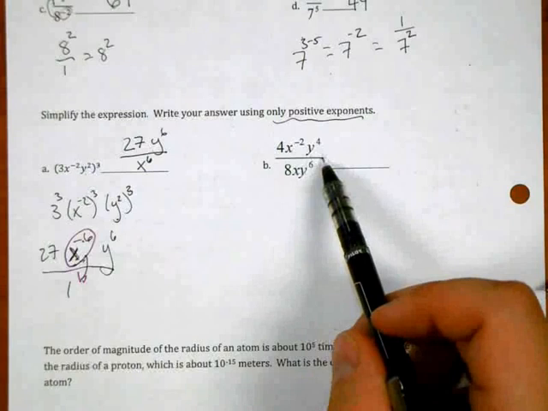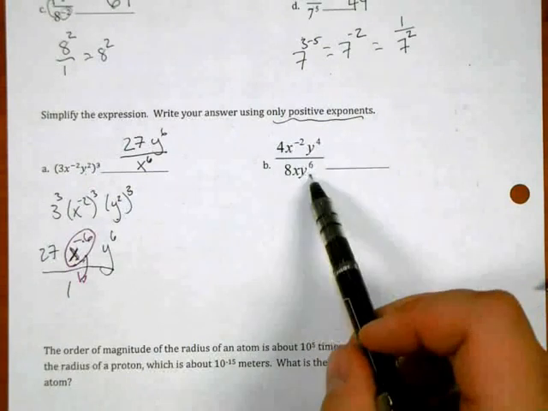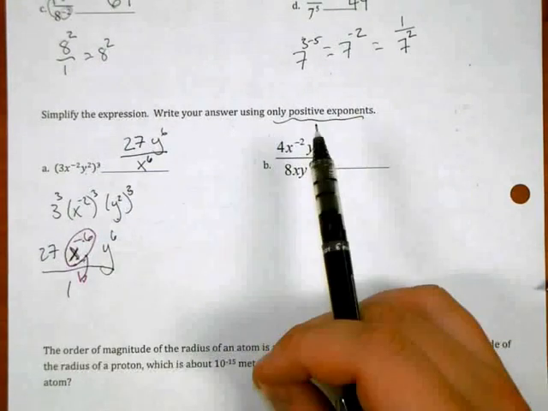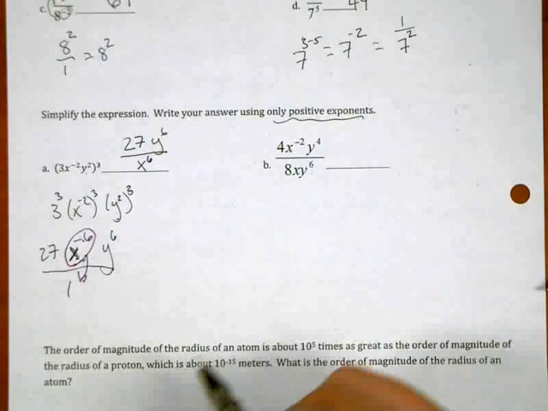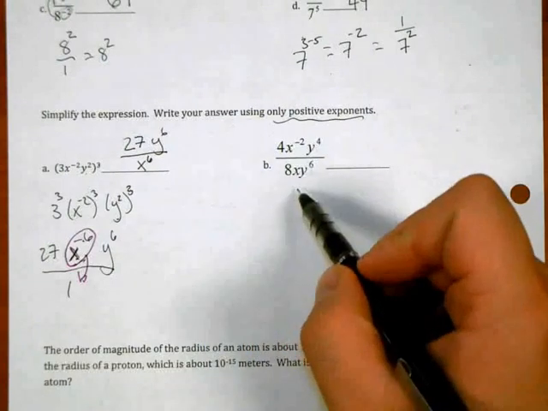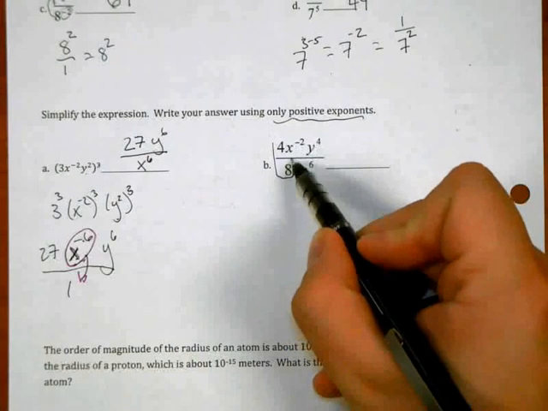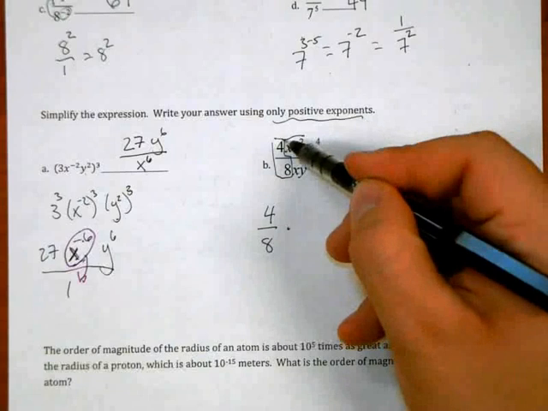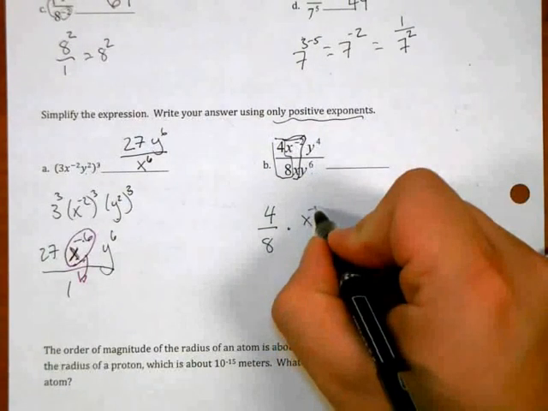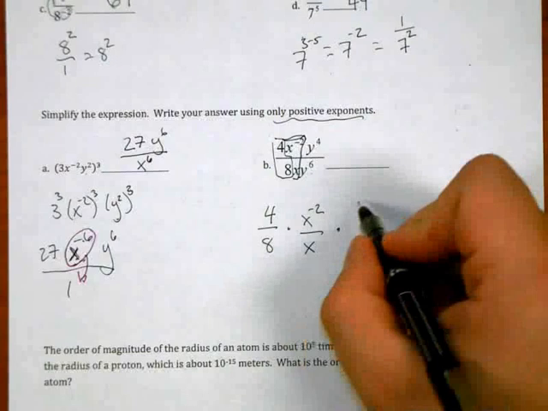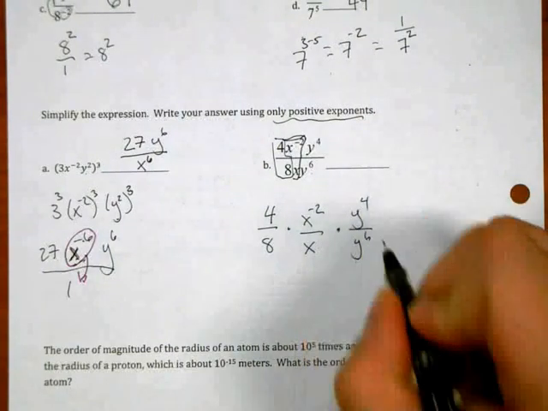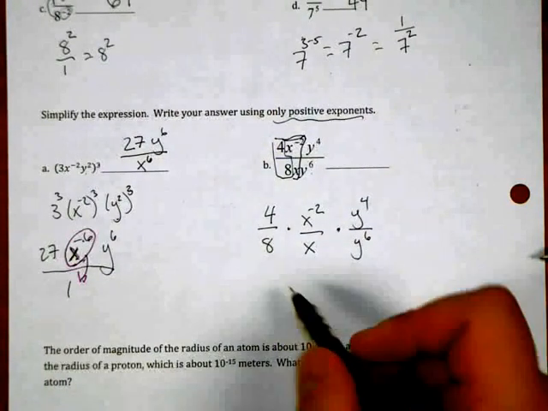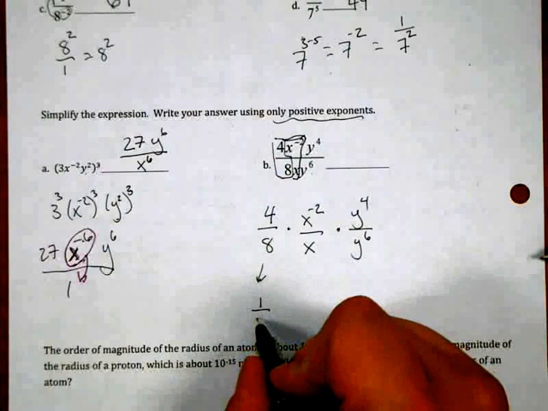For my final example here, I start with two products that are being divided. Note there's no addition or subtraction. I have all multiply and all multiply. One strategy for me is to separate these into fractions based on the bases. What I mean by that is I'm going to take the coefficients and make a fraction. Then I'm going to take all the things with x as a base, and all the things with y as a base. Now I'm going to simplify each of these fractions separately.